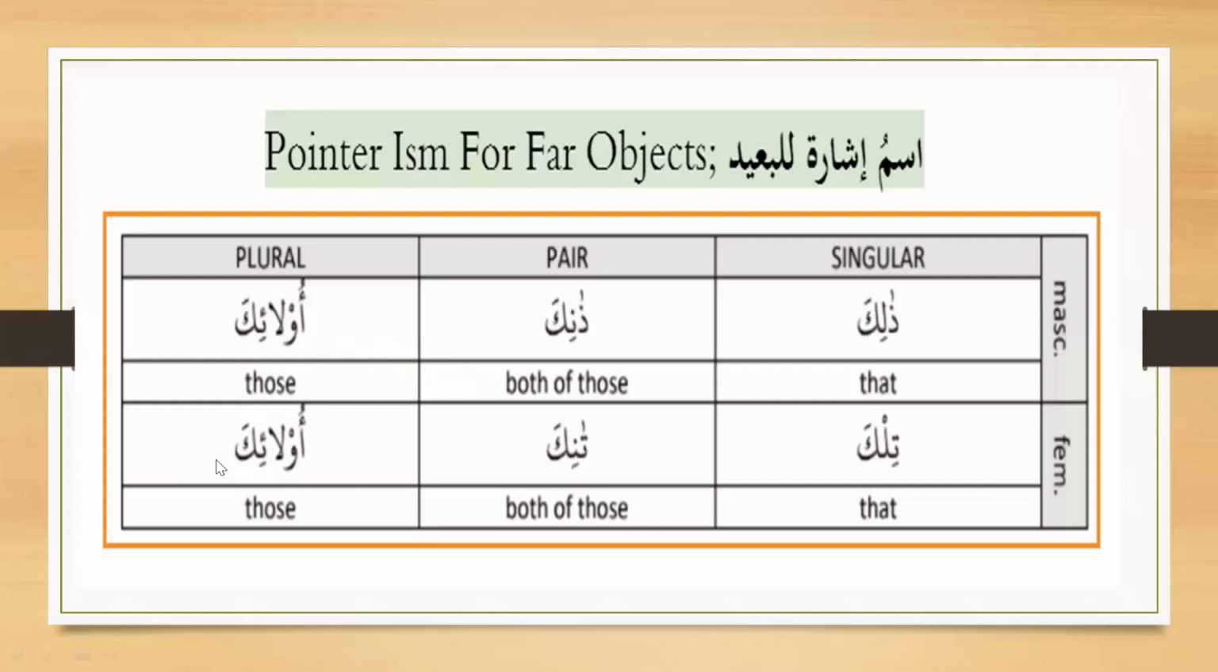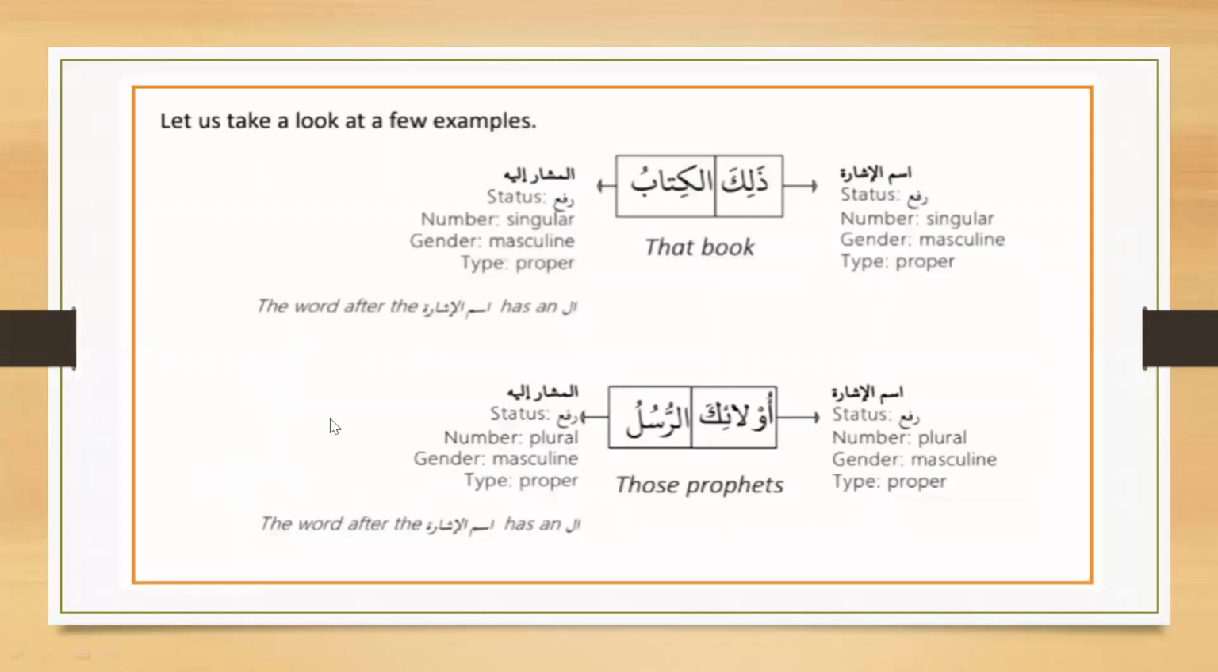Those people, or those boys, those girls. So ulaika is for both masculine and feminine. Okay. Now we have some examples, and just look at the examples and see.